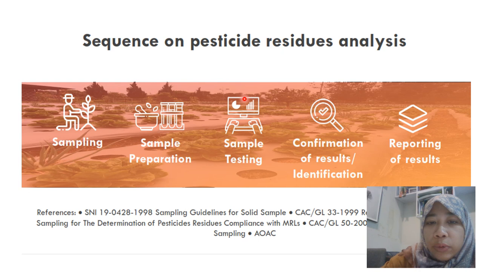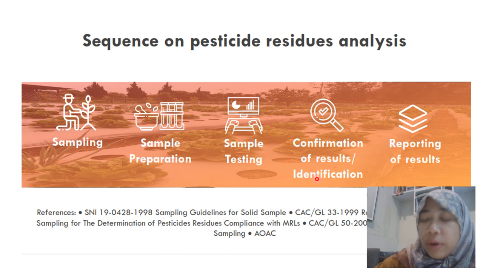Then we do sample testing in the laboratory, and after the testing is finished, we get the confirmation of the result identification: is our sample's MRL higher than the limit or below the limit? If below the limit, it should be good because the residue is low. But if the residue is higher than the limit, it means the vegetable or fruit is not good, and it will not comply with other countries' standards.